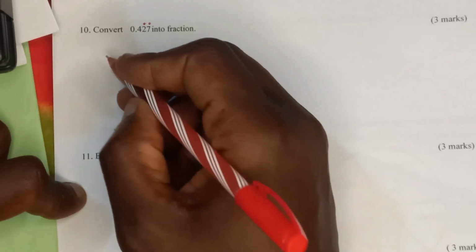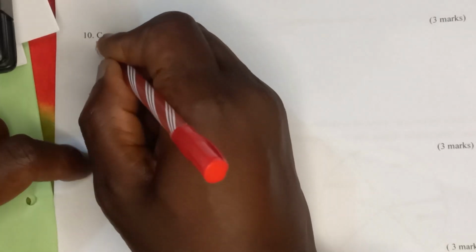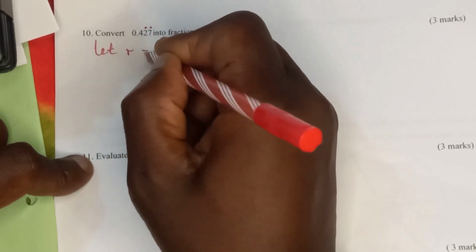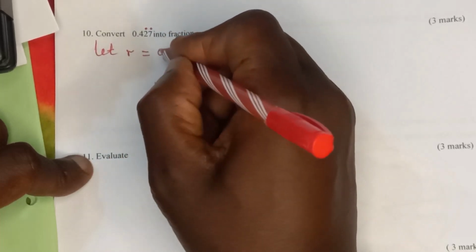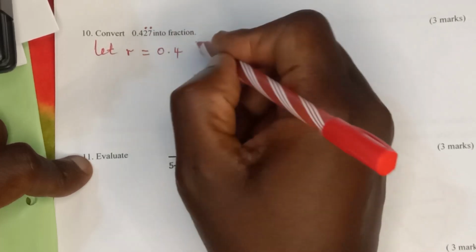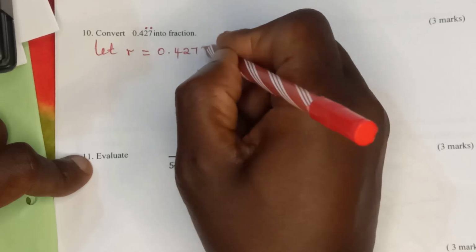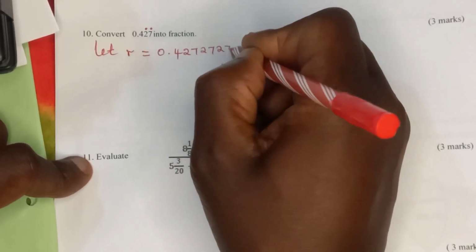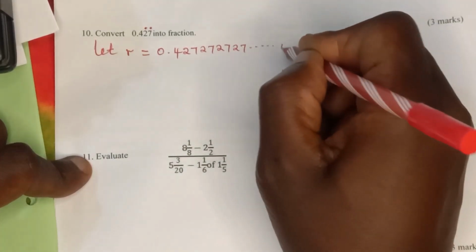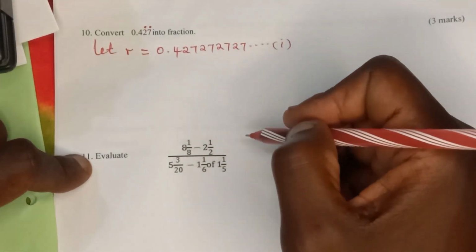We begin by letting the fraction be represented by r. So r would be 0.4, then 27 is recurring, so you have 27, 27, 27 recurring like that, and so on. Call this equation 1.